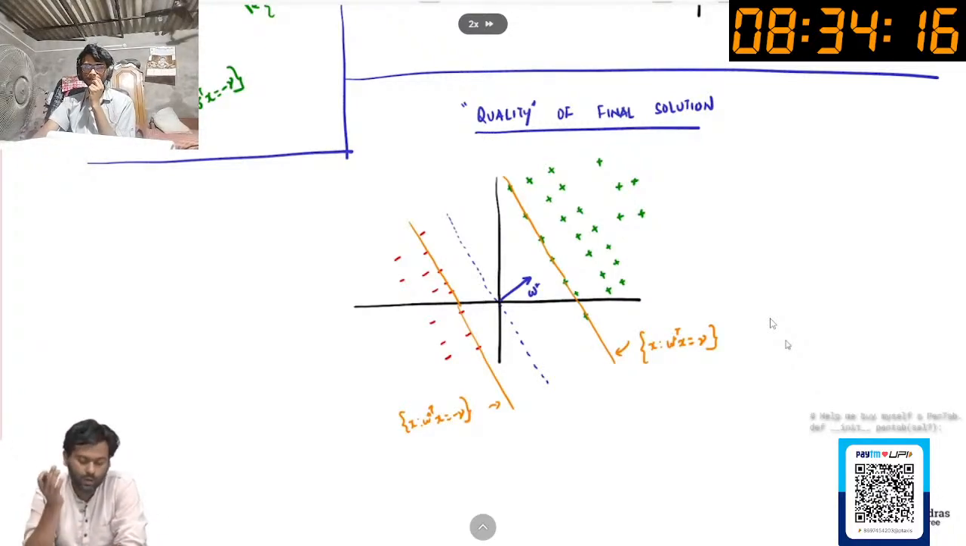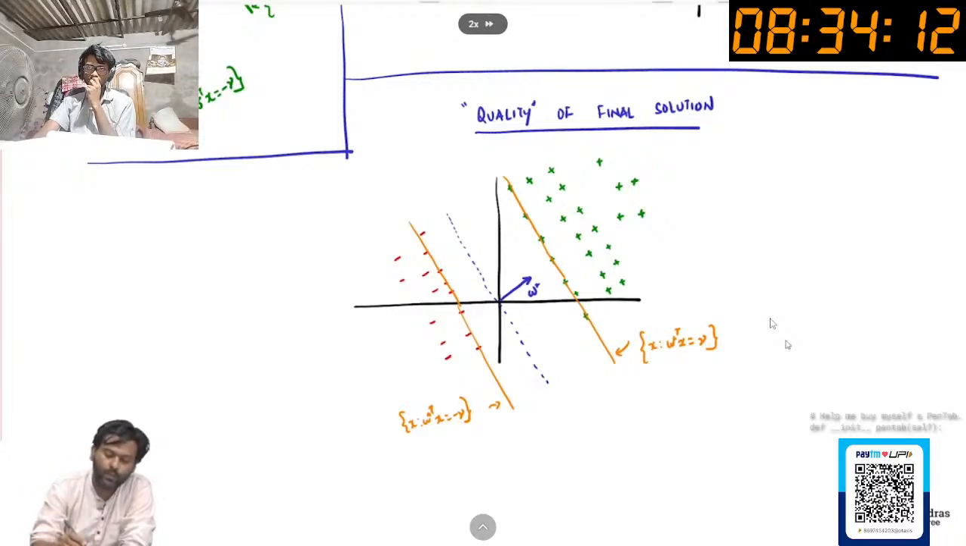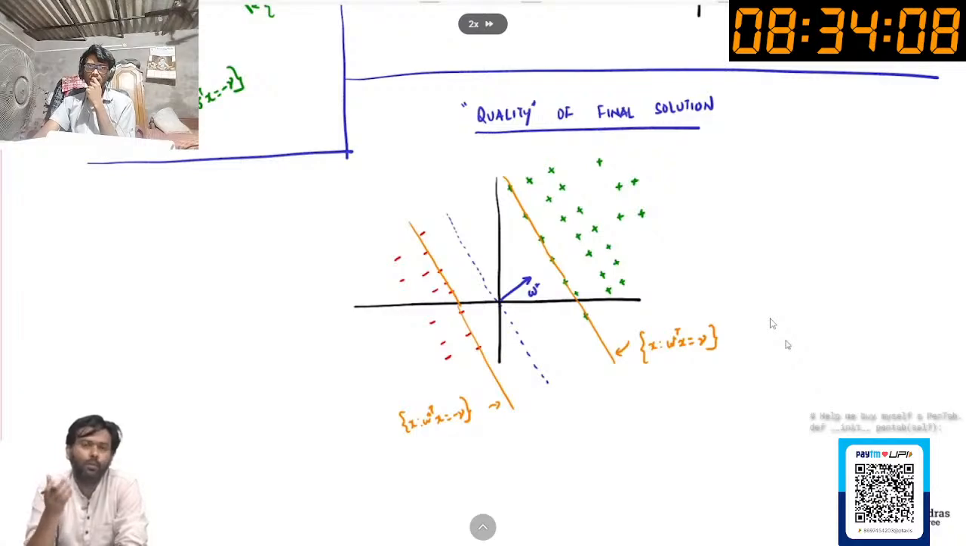Now, it is not necessary that this is the only W star that separates this data set with some margin. For example, I'm going to show you another W star, another direction which also separates this data set with some margin. Now, can you already think of a W star 2? So a different direction which also separates this data set with some other margin. Pause and think about this. I'll tell you one example.